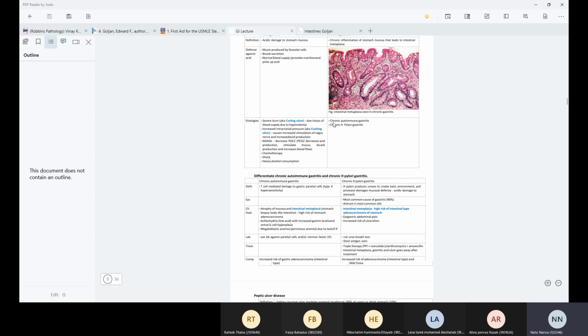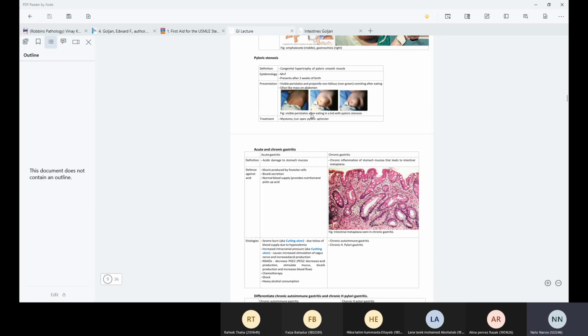In chronic gastritis, as I mentioned, chronic autoimmune gastritis means you have autoantibodies against parietal cells, and another type is chronic Helicobacter pylori gastritis. That is also important. I will talk about how to differentiate them. So you know we have acute and chronic gastritis. You should know etiology and pathogenesis, and then talk about what chronic gastritis is and how we can differentiate these two types, autoimmune and Helicobacter.